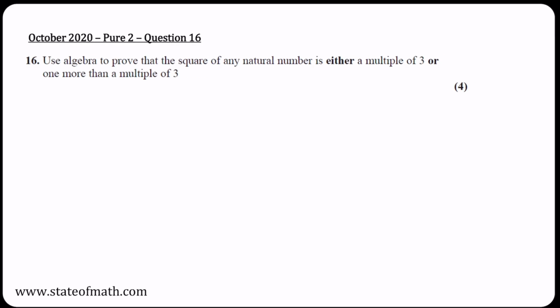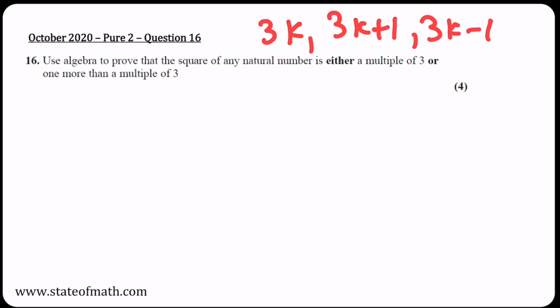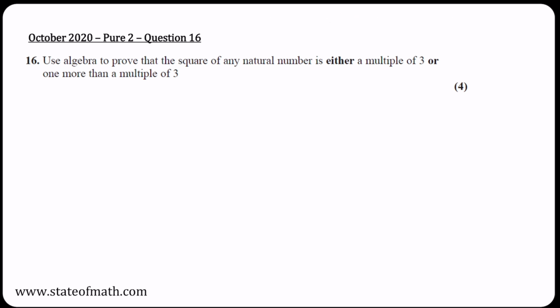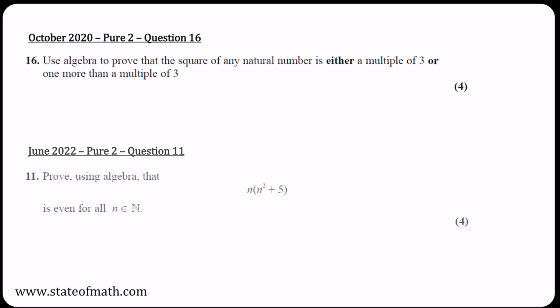You could also get something like we did in October 2020, where we had to use algebra to prove that the square of any natural number is either a multiple of 3 or one more than a multiple of 3, whereby you need to split the natural numbers into the form of 3k, 3k plus 1, and 3k minus 1, again proved by exhaustion. Or what we did in June 2022, where we had to use algebra to prove that n squared plus 5 is even for all natural numbers n.